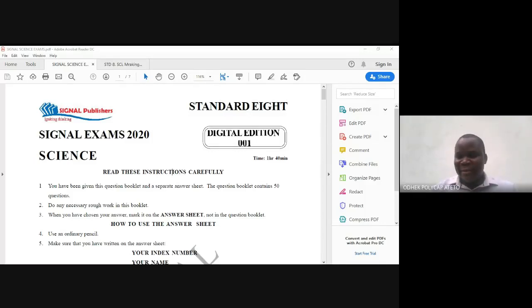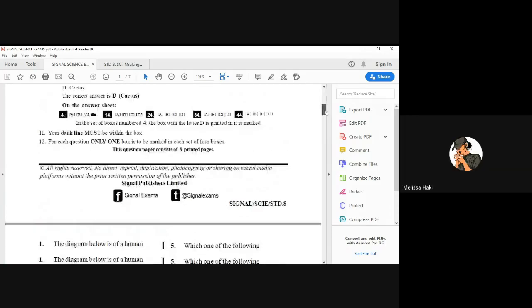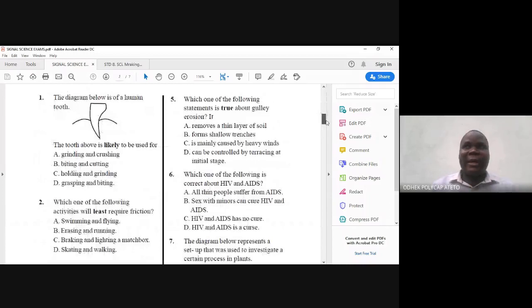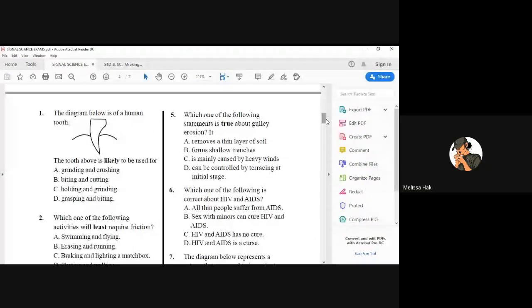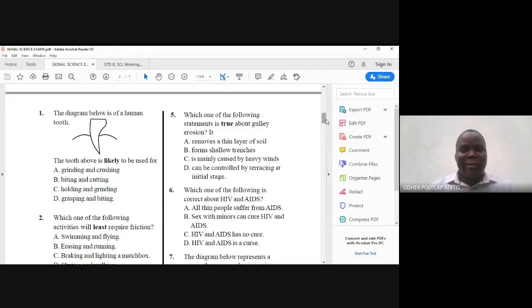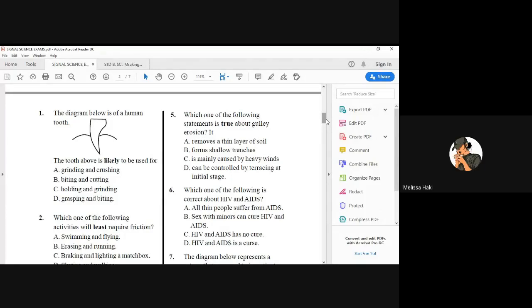I want us to start, and you can see the paper is a signal paper. We want to revise that signal paper, and it's the one that we want to revise this morning, and more or less what we are going to do this evening. But what we are going to do here is just see how we are supposed to answer questions.